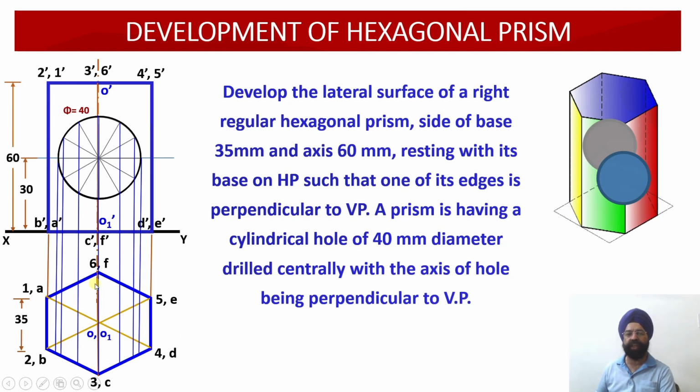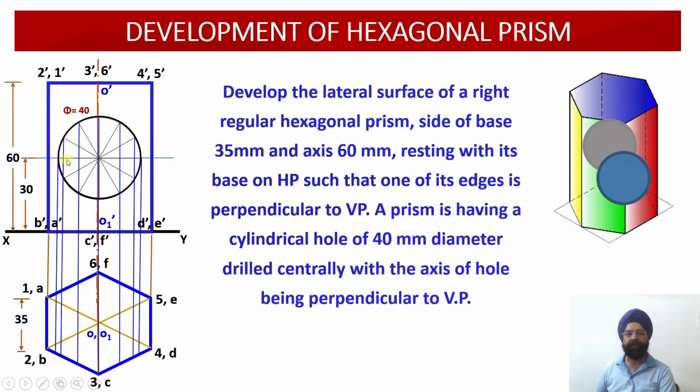So here you can check. These are the vertical edges. The hexagon has been drawn such that one edge happens to be perpendicular to the vertical plane, and these are the vertical edges: 1A is this one, 2B is this one, 3C, 4D, 5E and 6F over here. So 1, 2, 3, 4, 5, 6 are the points of the top face, and A, B, C, D, E, F are the points of the bottom face, or our base.